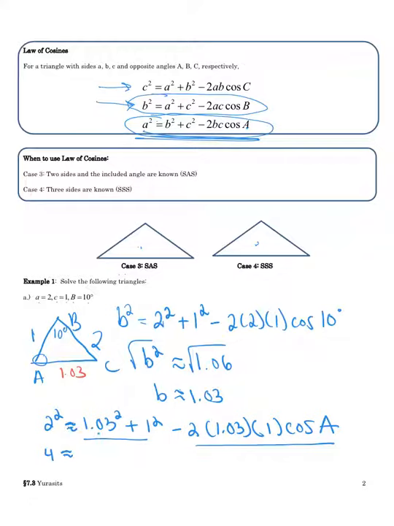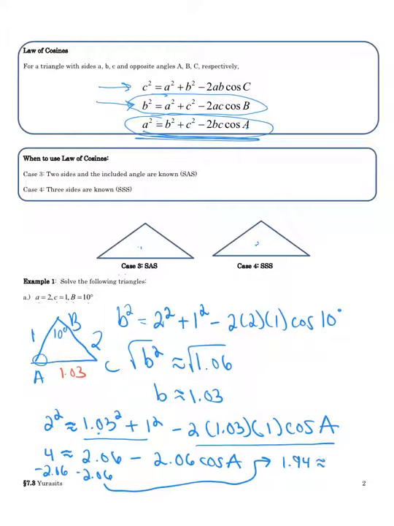All right, when I go ahead and take care of this first part, I get 2.06 minus. Now when I take care of this part, I get 2.06 cosine A. Then I have to go ahead and take away 2.06. And I'm going to go over here. So I get 1.94 is approximately negative 2.06 cosine A. Now I have to go ahead and divide by negative 2.06.